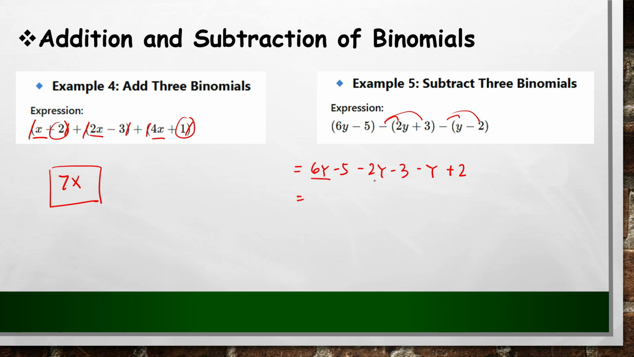Okay, let's combine the terms that are the same. 6y, that's negative 2y and negative y. So 6y minus 2y is 4y minus 1 is 3y. And then we have a negative 5, we have a negative 3, and then a positive 2. So negative 5 and negative 3 is negative 8 plus 2 is equal to negative 6.